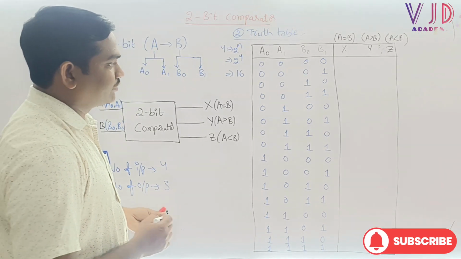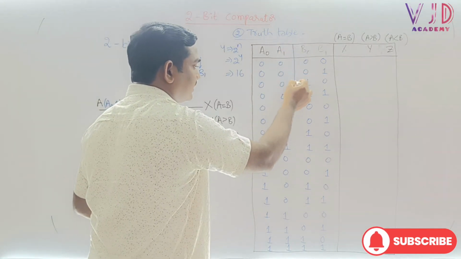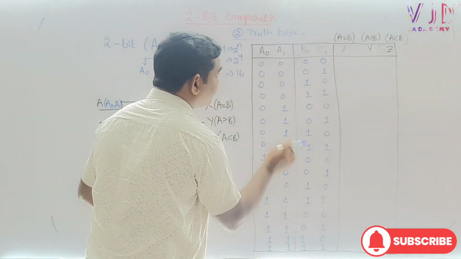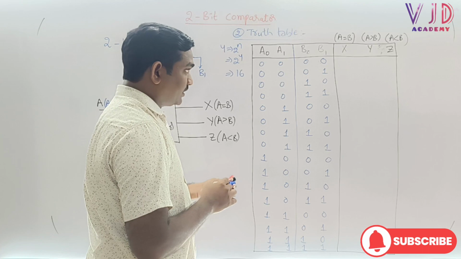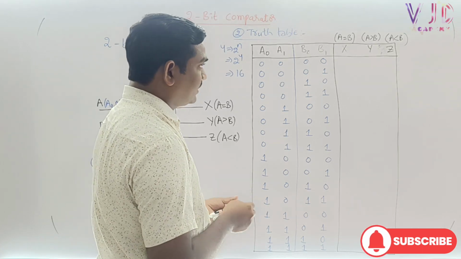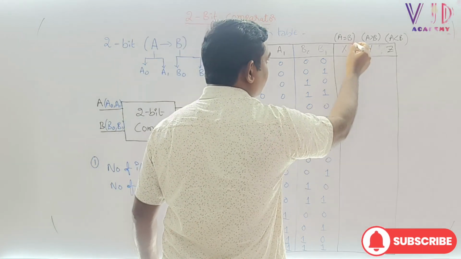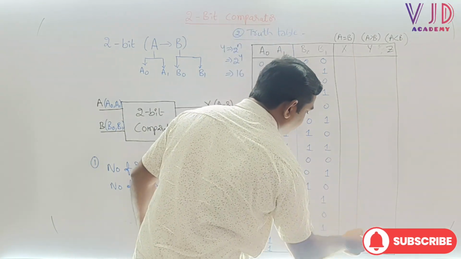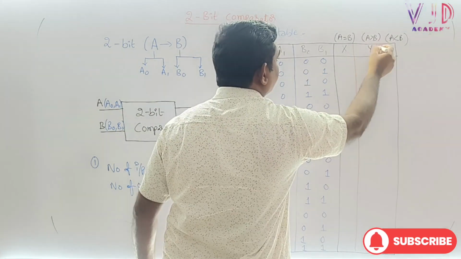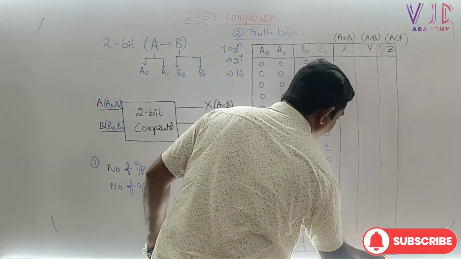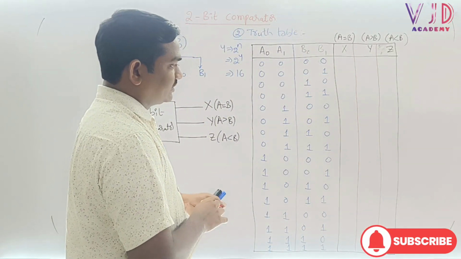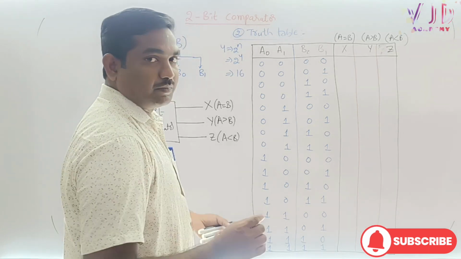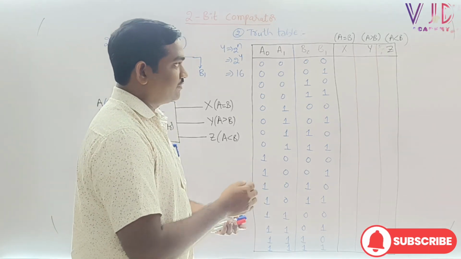Let us try to understand. Here the comparison is between A0, A1 and then B0, B1. So we need to compare, and finally we need to draw how many A equal to B conditions, how many A greater than B conditions, and how many A less than B conditions. So let us try to draw. Please concentrate carefully so that we will understand.